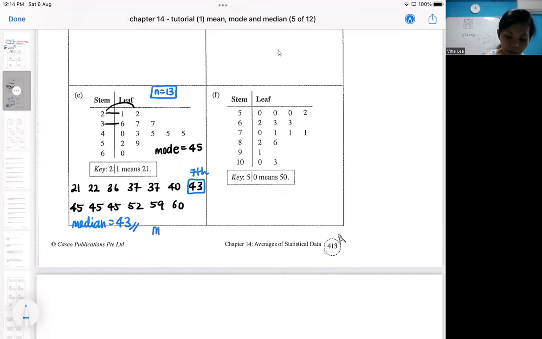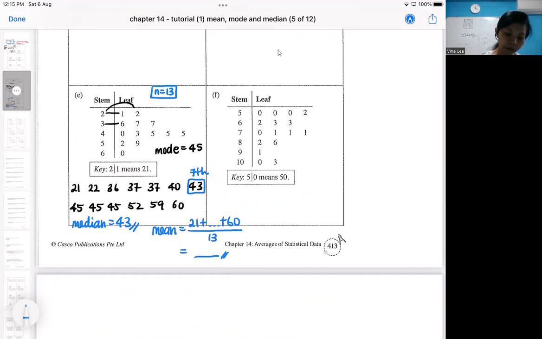So if you want the mean, you're going to add up everything, and then you divide by 13 because there are 13 guys here. Okay, so that is called getting the mean, mode, median from stem and leaf. So all these are called single data.